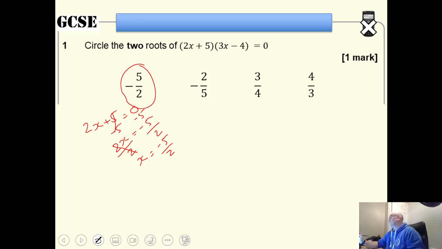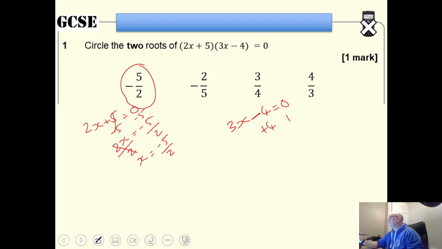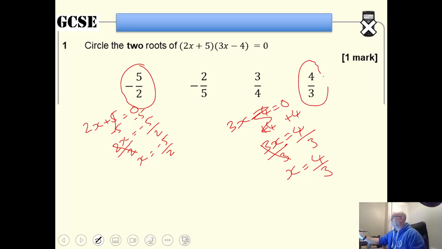Okay, let's look at the next one. We've got 3x minus 4 equals 0. So we're going to get rid of the 4, moving it over to the other side. So 3x equals positive 4. And then we're going to divide through by 3, the coefficient. So it's going to be x equals 4 over 3. So positive 4 over 3. And again, that's the second one.